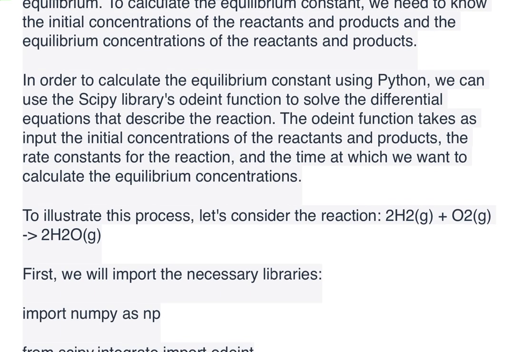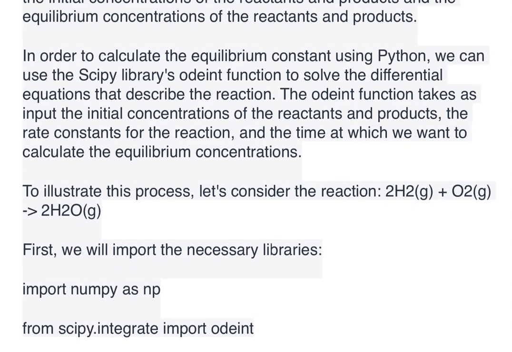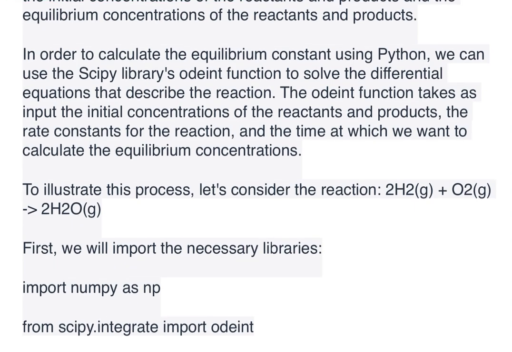In order to calculate the equilibrium constant using Python, we can use the SciPy library's integration function to solve the differential equations that describe the reaction. The function takes as input the initial concentrations of the reactants and products, the rate constants for the reaction, and the time at which we want to calculate the equilibrium concentrations.